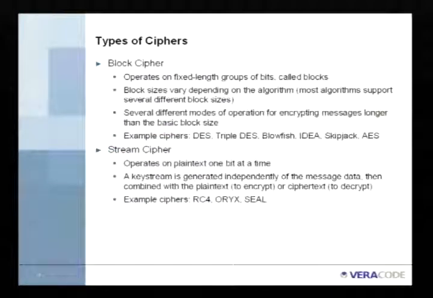Okay, the quick refresher. I'm going to breeze right through this. Two types of ciphers, block cipher and stream cipher. Block cipher operates on groups of bytes at a time, so you may encrypt 8 or 16 bytes at a time, given a certain algorithm. Block sizes can vary based on different algorithms, and block ciphers usually have different modes of operation for encrypting messages that are longer than the basic block size.